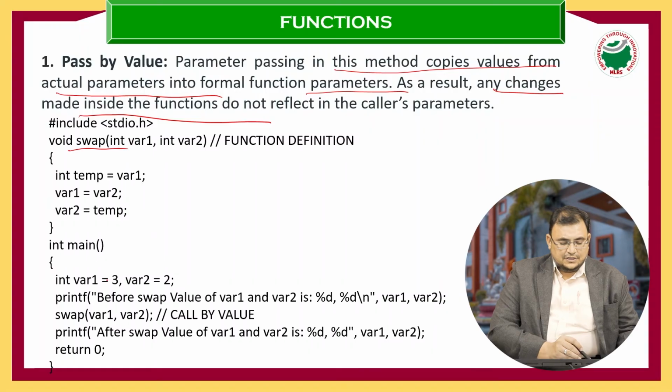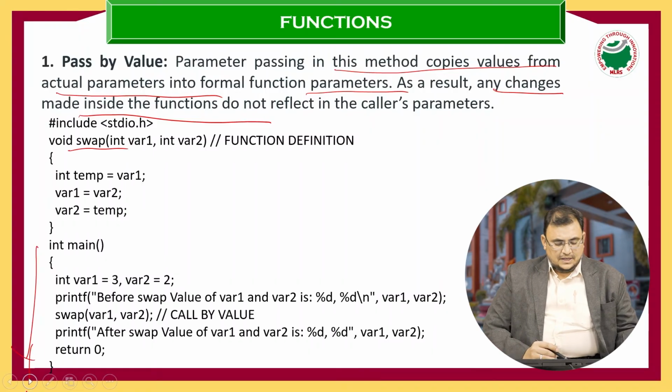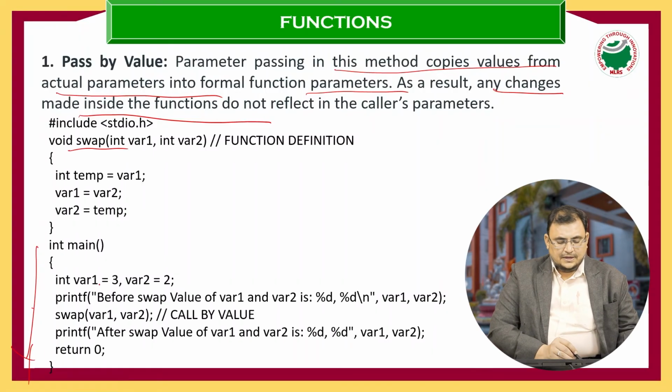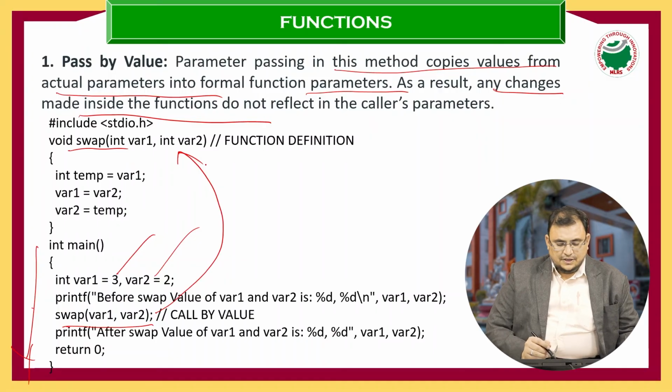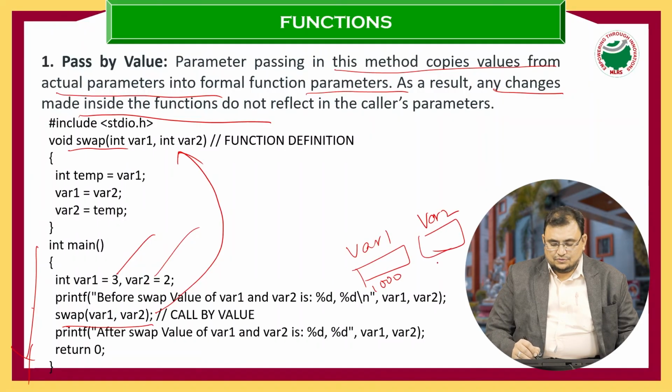Every C program starts execution with main. In that main, I am declaring variable 1 and variable 2. Before swapping, I am calling the function with variable 1 comma variable 2. Whenever the call occurs, control comes here. See this variable 1, assume variable 1 has address 1000 and variable 2 has address 2000. So variable 1 consists of value 3 and variable 2 consists of value 2.